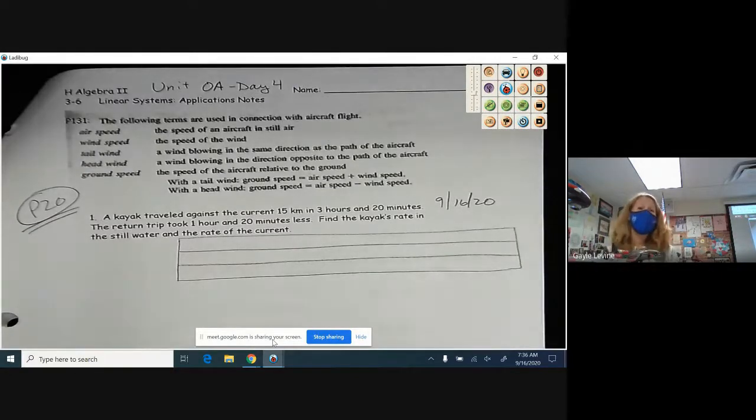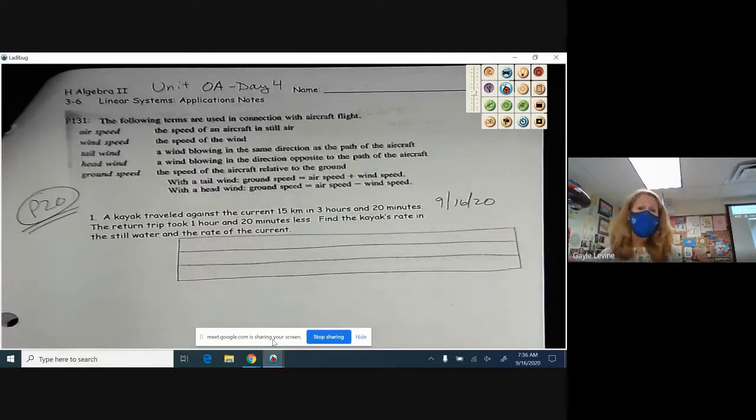A headwind is the wind blowing in the direction opposite the path of the aircraft. So the headwind is heading at the head or the front of the aircraft. By nature, if the wind's blowing at you, you're going to go slower. So always think about that when you're doing your problems, because these can be pretty tricky. If you're with the current of a kayak, you're going to go faster. If you're against the current, you're going to go slower. Who's had that experience over the summer? Anybody in a kayak? If you're against a good current, you're working pretty hard. It's much easier to go with the current.